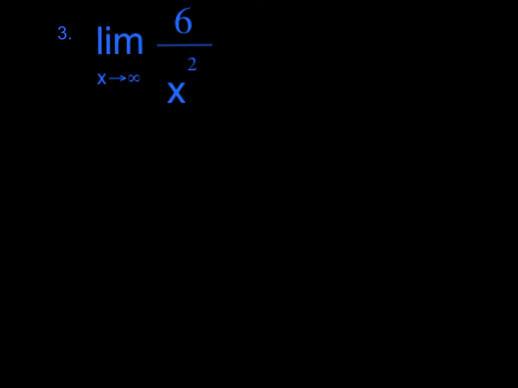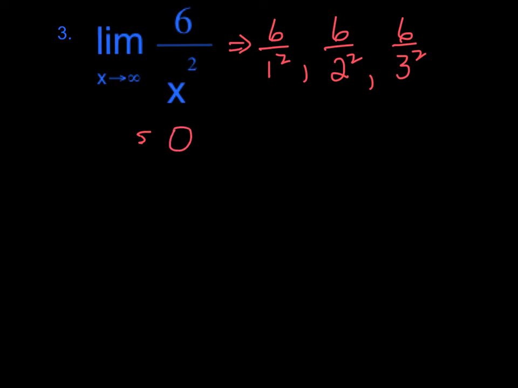Okay, number 3 is almost identical to number 2, except that we have an x squared on the bottom. So again, we can start by just doing 6 over 1 squared, then we could try 6 over 2 squared, and then 6 over 3 squared, and so on and so on. Okay, you can see that the denominator of these fractions will get larger, but if it's a fraction and the denominator is getting larger, the actual value of the fraction will be getting smaller. So then it would be safe to say this limit is going to equal 0.